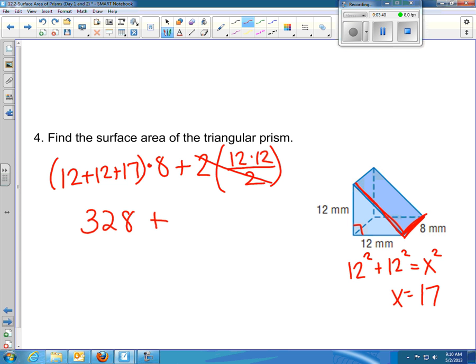Plus, now look at this next piece. Our 2's will cancel out. So 12 times 12, just so we know that, is 144. Go ahead and add our 2 pieces. And we get 472 millimeters squared.